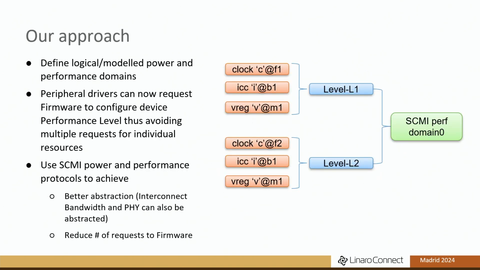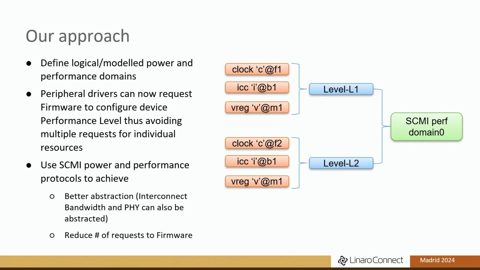So our approach, we are defining logical or modeled power and performance domains. For instance, consider a peripheral that has, let's say, two configurations. In one configuration, the clock C is running at F1 frequency, interconnect bandwidth is voting for B1, voltage regulator is set up for M1 microvolts. So let's call this configuration level L1, while there may be another configuration where clock C is running at F2 frequency, interconnect voting B1 and voltage regulator set up on M1. So let's call this level L2.